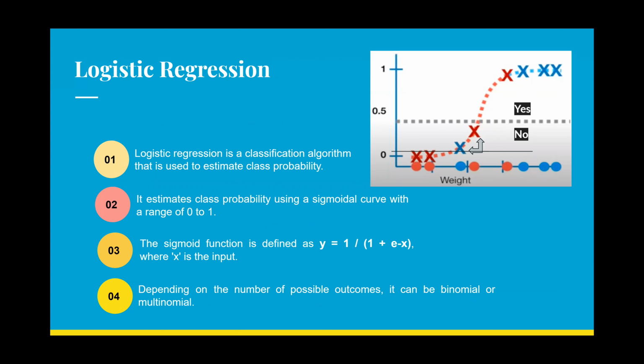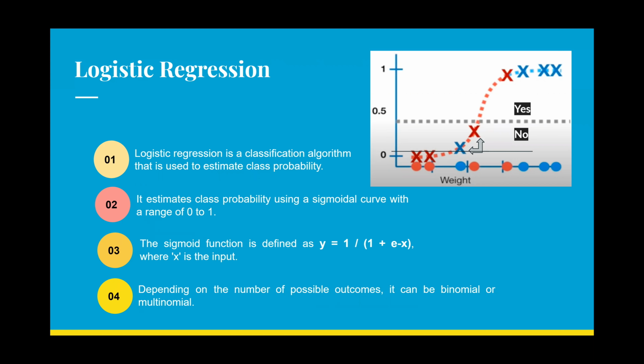So the final one we're going to discuss is all about logistic regression, which is a classification algorithm. It estimates the probability of a particular outcome based on the input features. Unlike linear regression, which uses a straight line, logistic regression uses a sigmoid curve to estimate class probabilities. The sigmoid function produces an S-shaped curve, you can see in the figure, that converts input features into probabilities between 0 and 1.